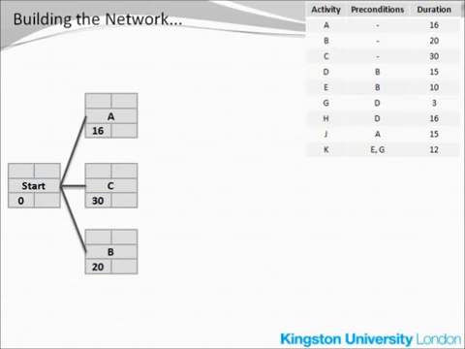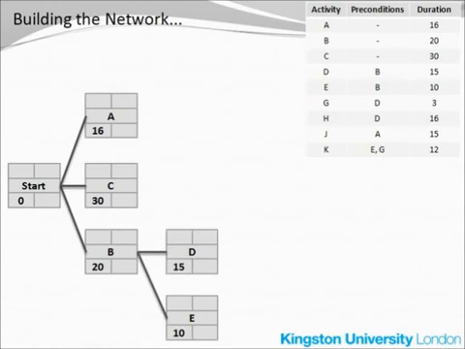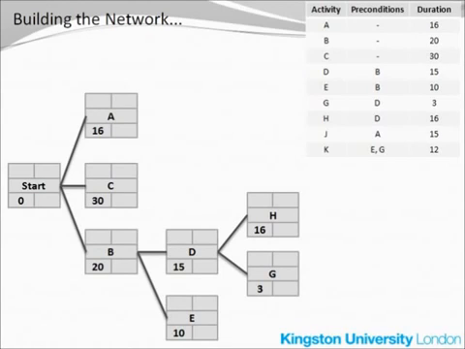Now we are ready to move on to the activities D and E. According to the table, the precondition for both of them is the activity B. So the activities D and E will follow immediately after the activity B. Here it is. There is no activity F. The letter F is quite often omitted to avoid confusion with the letter E. So let's move on to activities G and H. For both of them, the precondition is D, so they will simply follow the activity D like this.